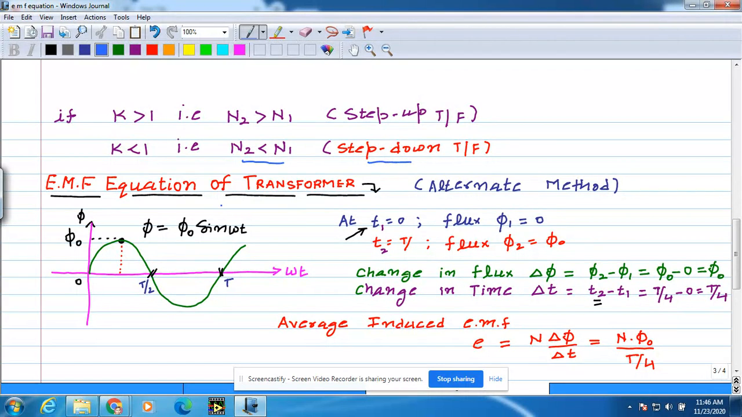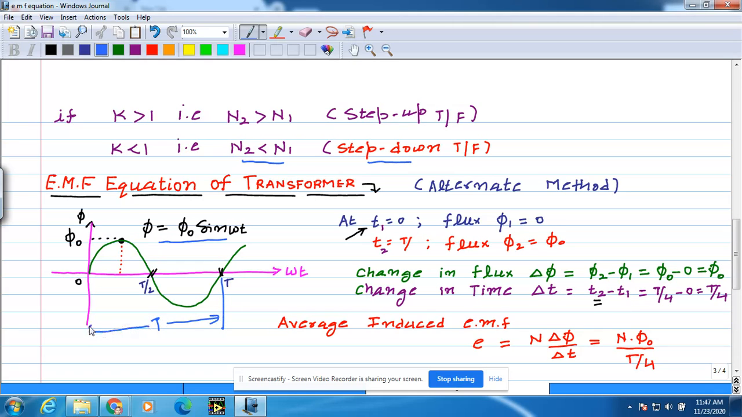Okay. Now the EMF equations of a transformer. These are alternate methods. In previous videos I discussed the EMF equations of a transformer, but in this video we are discussing the alternate method. We know the flux equation very well: phi equal to phi naught sine omega t, which is alternating in nature. You know the time period of this waveform; I am indicating it as T. This is T.